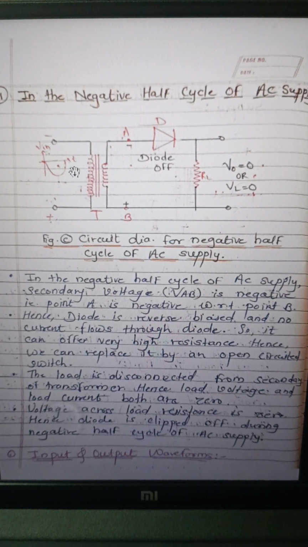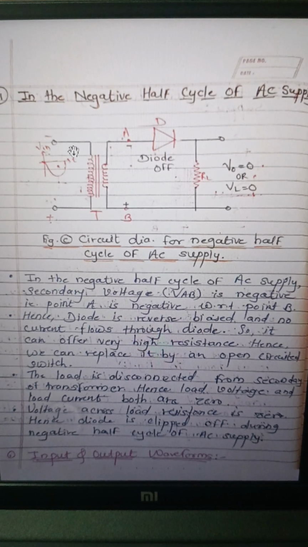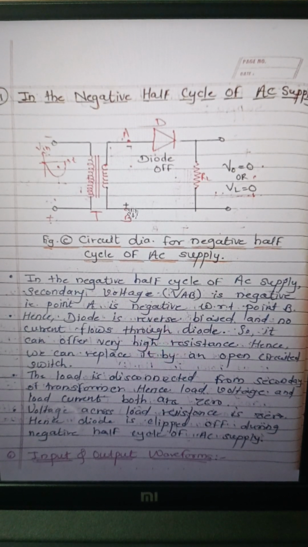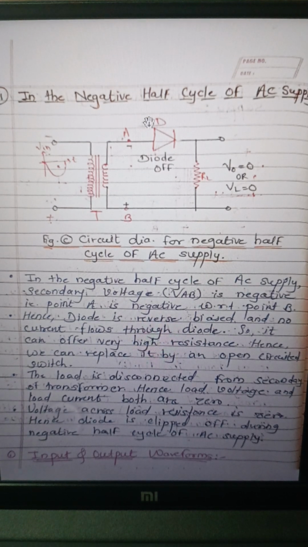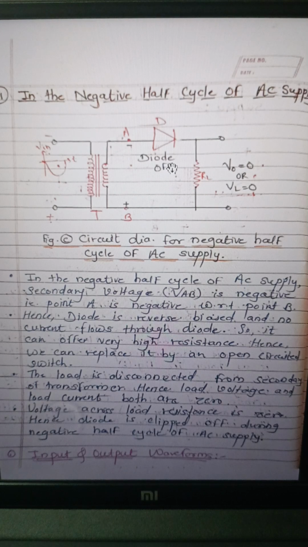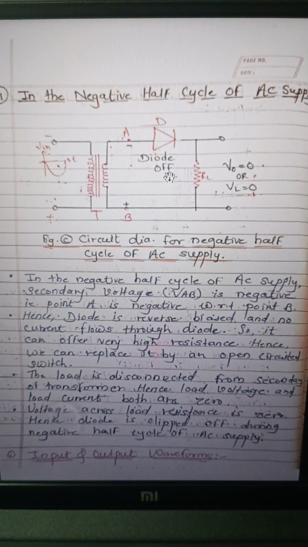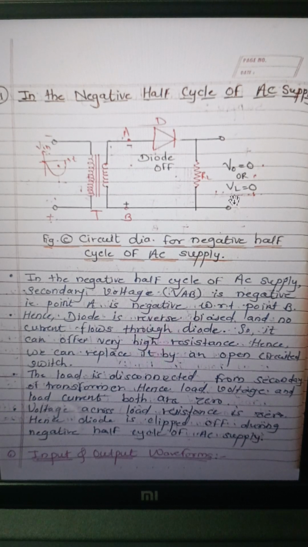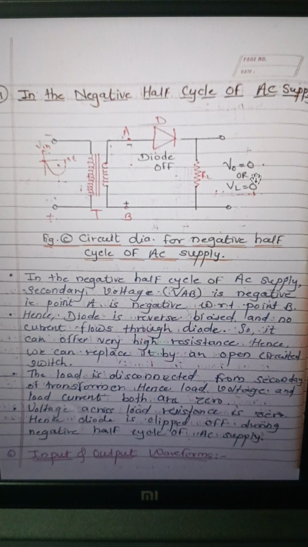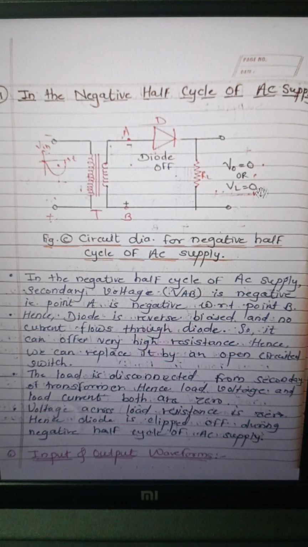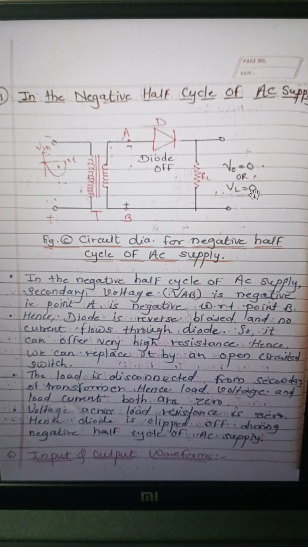So this is the negative half cycle, means Vin is negative now, means point A is negative with respect to point B, means secondary voltage VAB is negative. So as point A is negative, diode D is in the reverse bias mode, means it is in the off mode, it stops conducting, means no current flows through the diode. So as we know, output voltage V0 is equal to I into R. As I is 0, V0 is 0, means output voltage is 0.